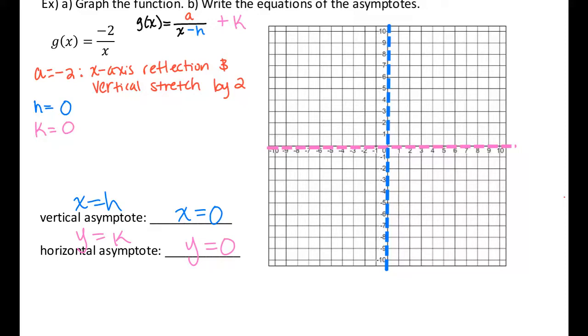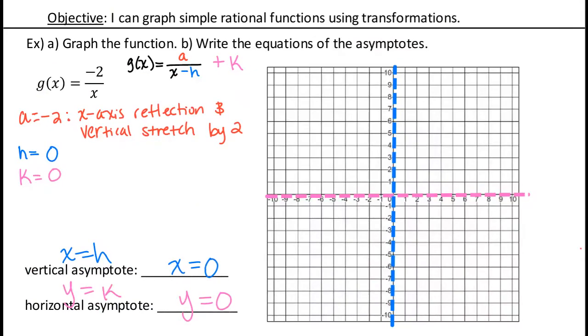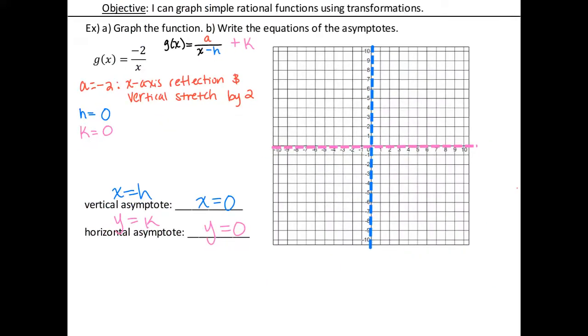All right, so my two coordinate points that I have are 1, 1 and -1, -1. So I'm not going to do h or k, left, right, up, or down. The only thing I'm going to do is the a.